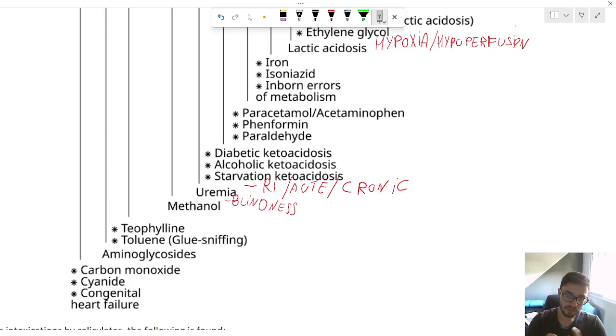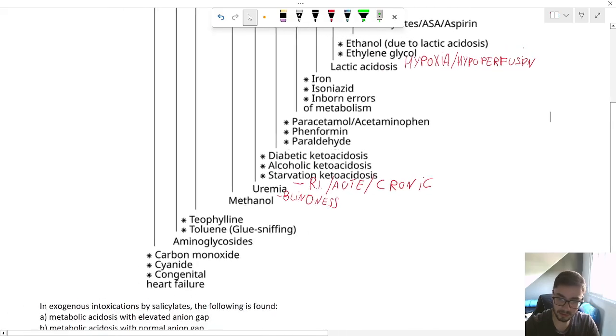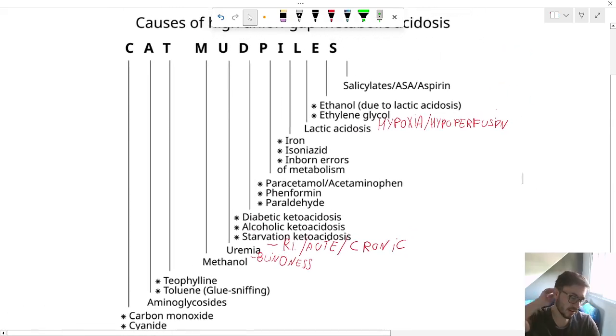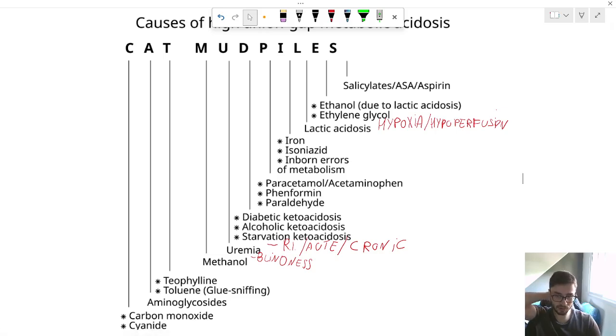So just remember to always look out if the patient is diabetic. You should always ask for blood glucose when you ask for an arterial blood gas. You should also ask for blood glucose.